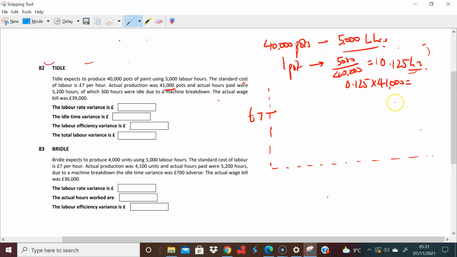So we are expecting you to use or to spend 5,125 hours making these pots. That's what I'm expecting you to do, to spend 5,125 actual hours. I think that's really important.